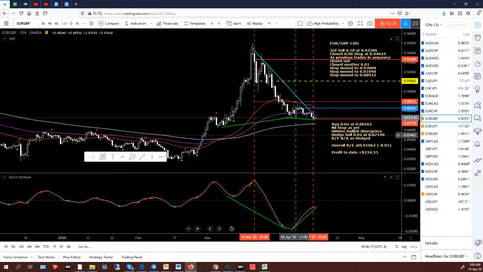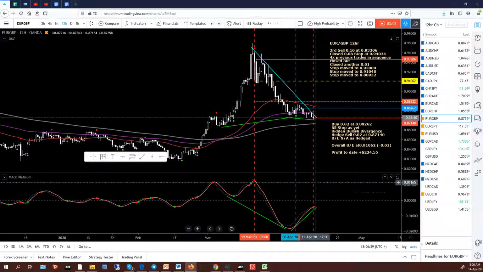But overall, all three trades overall break even at, it's a bit messy, 0.91062. I'm net negative 0.01. So that's this line here. So as long as price stays below that yellow dash line on all three trades, I'm in profit. So that's just what that is.